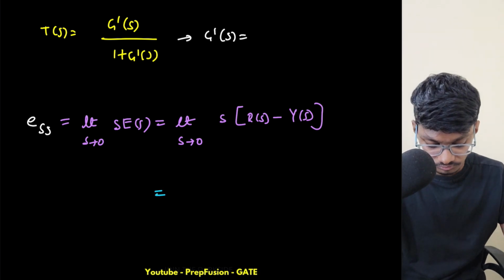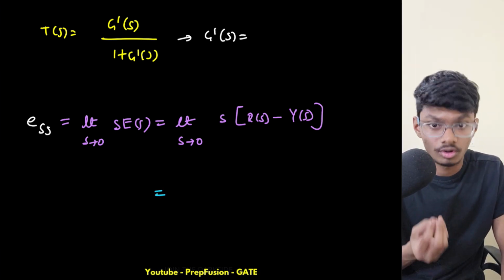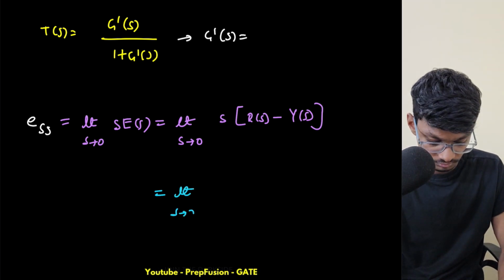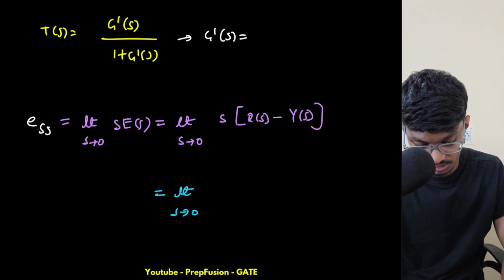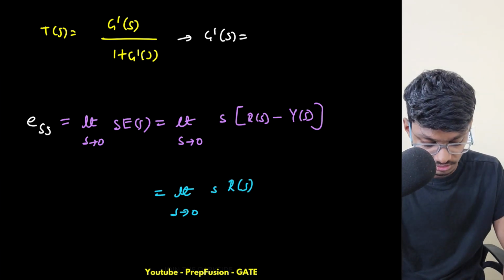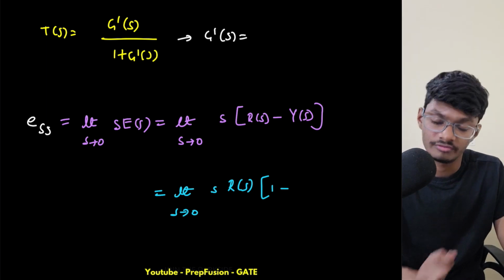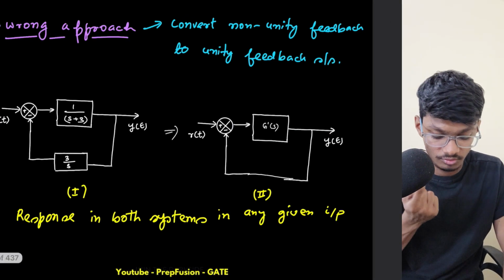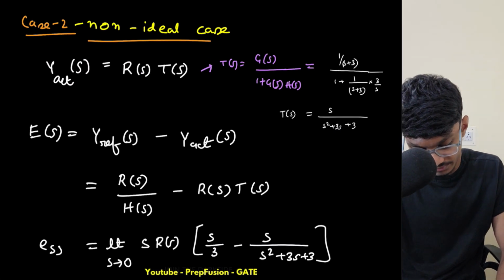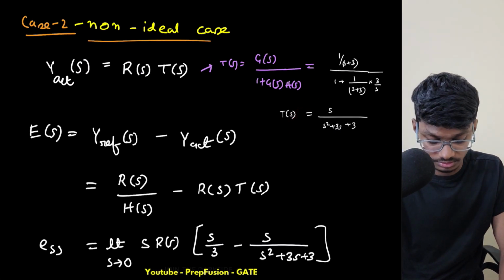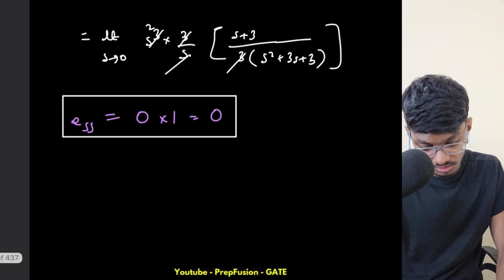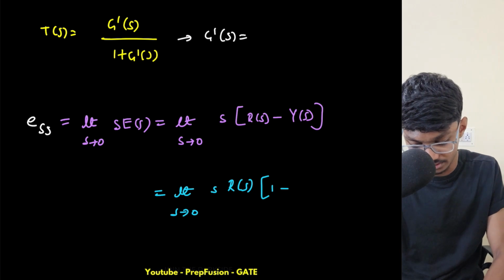So now let's see what answer we get according to their method. So this is limit s tending to 0. Obviously I will take R of s in common, so R of s is outside: 1 minus Y of s on R of s, which is equal to T of s. Now what is my T of s? T of s I have already derived it here. So my T of s is s divided by s square plus 3s plus 3. So I will write the T of s directly here.